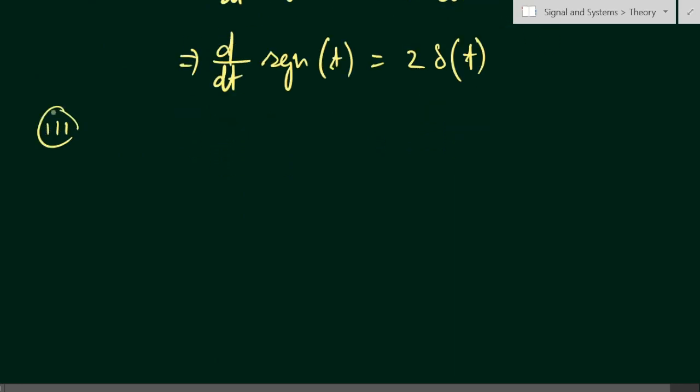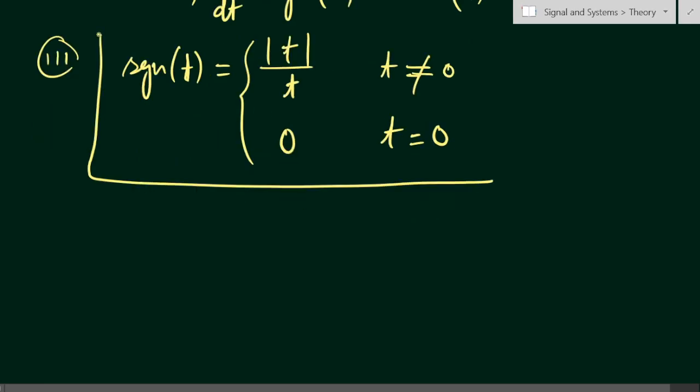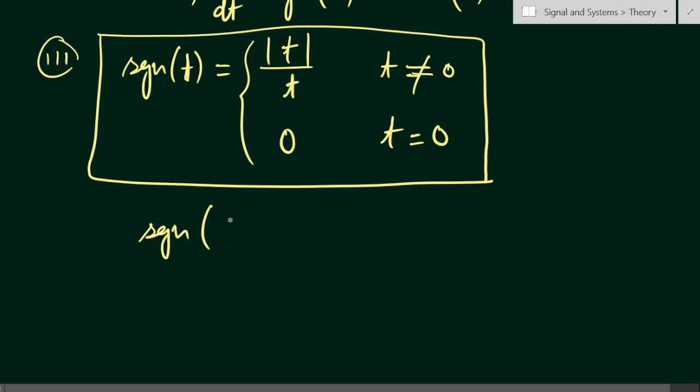In the third property we have signum function is equal to mod of t by t for t not equal to 0, and it is equal to 0 for t equal to 0. That is, for the positive and the negative values of t, we have this value, and for t equal to 0 value, we have signum function value is 0. So to prove this, we will take some values. Signum function of minus 3.